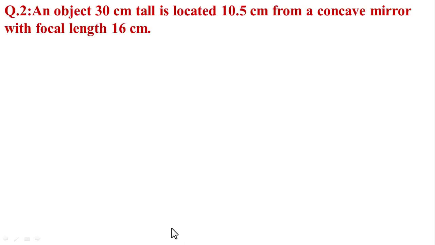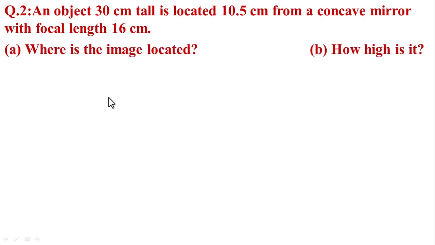Now in question number 2, the given statement: an object 30 centimeter tall is located at 10.5 centimeter from a concave mirror with a focal length of 16 centimeter. Now, first of all, write the given data and find the two parts. In the first part, where the image is located, and how high it is.